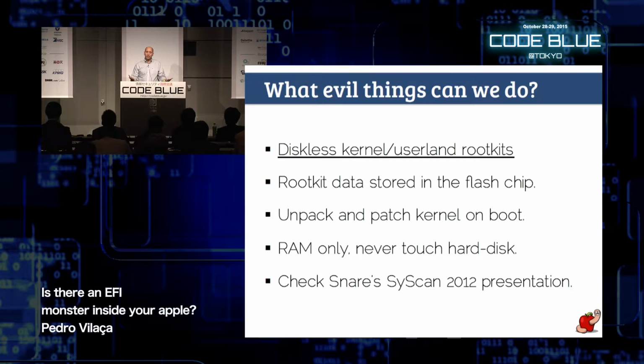If someone changes a bit in your hard disk, you can detect if something modified it, usually a rootkit. So the idea is you put the rootkit data in the flash chip where the EFI is. When the machine starts, you patch something, the kernel, the browser. You can attack the browser, for example, and you never put information on the hard disk. This is very interesting in terms of detection because nothing will go to the hard disk.